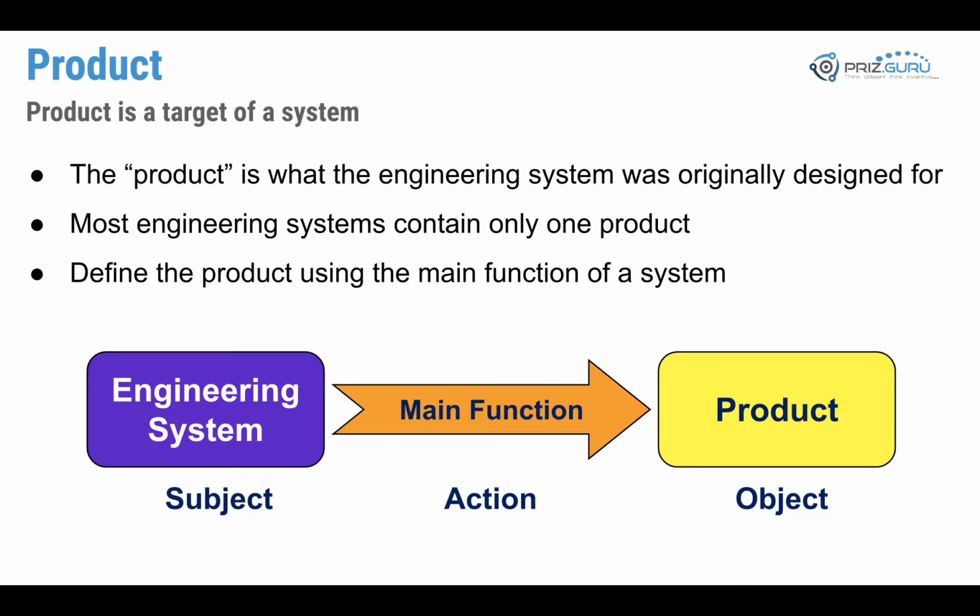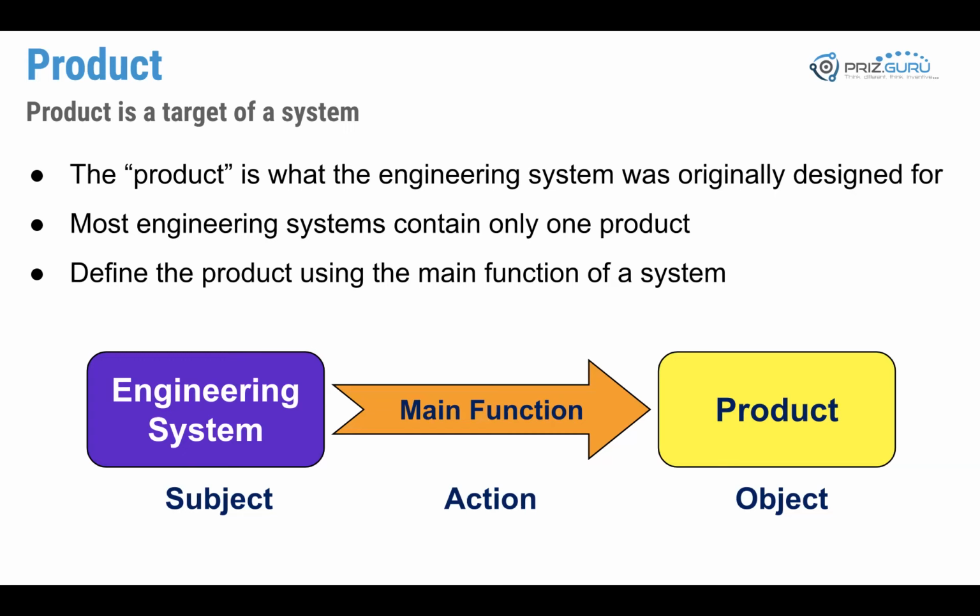Now, most engineering systems, and in fact, Alex, sorry for the interruption. So product is not a part of the system? No, product is what the system is built to change the parameter of. So, for example, if we go back to the example of a car and a human being, we'll talk about the function itself.